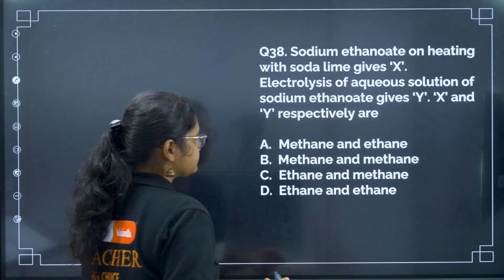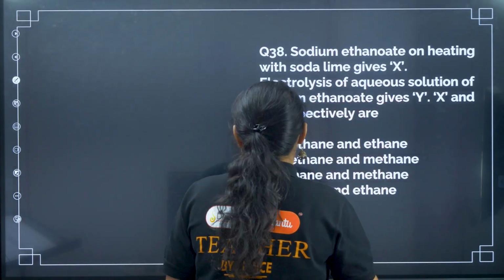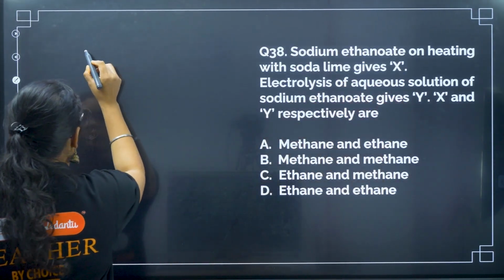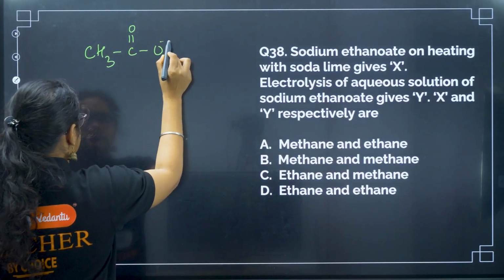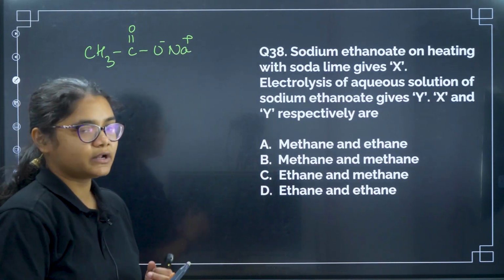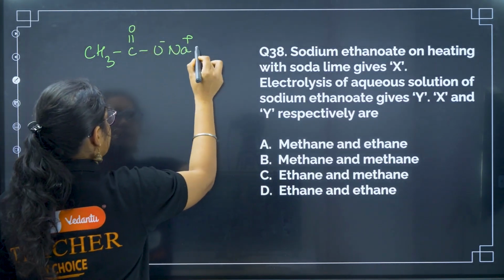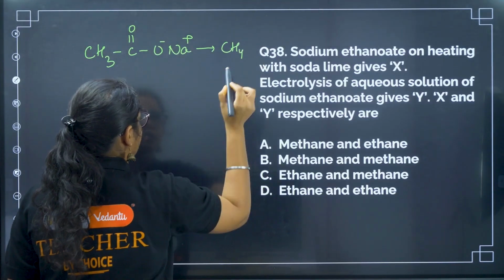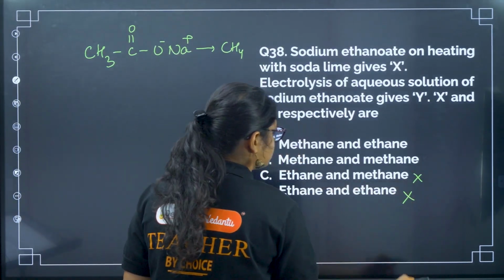Next, sodium ethanoate on heating with soda lime gives X. So sodium ethanoate, if you know the structure, okay, this is sodium ethanoate. When you heat with soda lime, it causes decarboxylation. So this part will go and we will get methane as one of the products, right? So first option should be methane, so we can eliminate these two options.